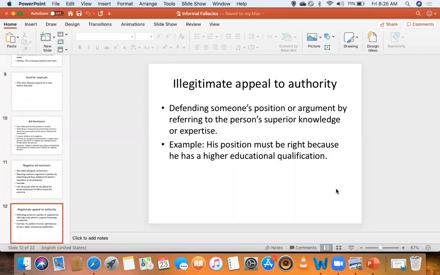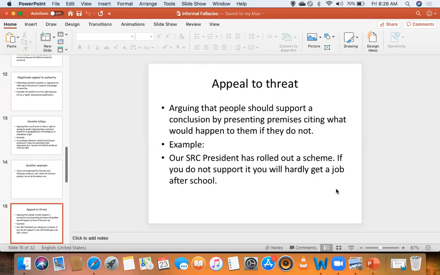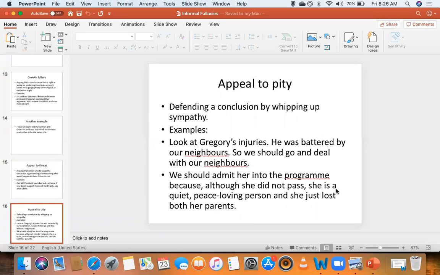And then we saw illegitimate appeal to authority, referring to people's qualifications or proficiency, professional expertise to justify their positions. And then we saw genetic fallacy, judging the value of something according to where it came from. And we're talking about where it came from in terms of either geography or time or context. Then we saw appeal to threat, appeal to pity.